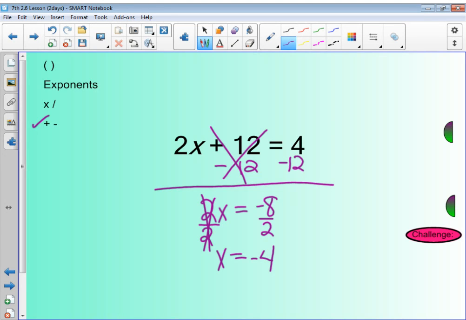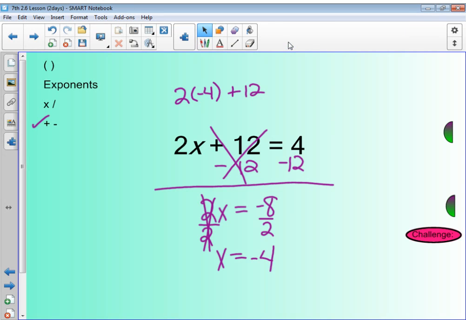Now, if I want to check myself, I can substitute into the original equation. 2 times -4 gives me -8, plus 12 would give me a positive 4, so that's a correct answer. Okay, so let's try another one of these.